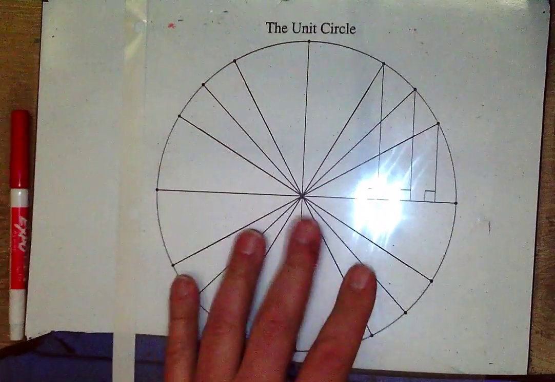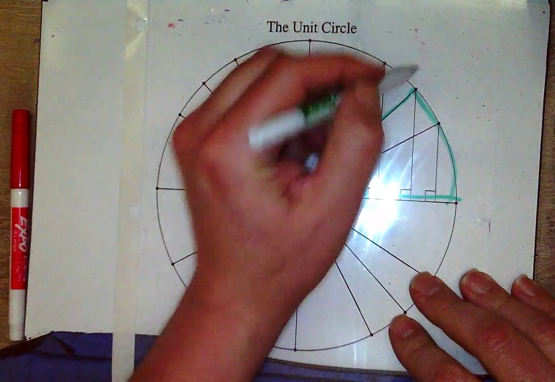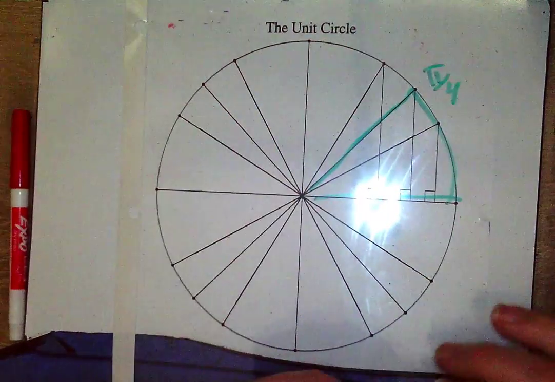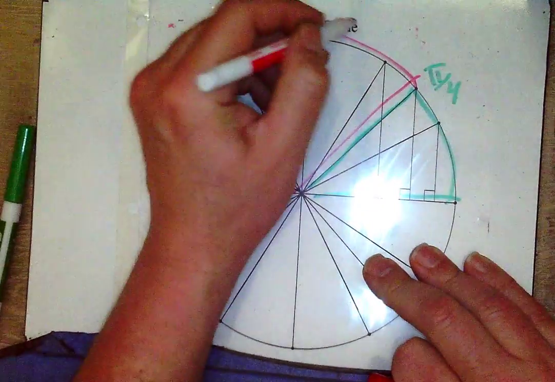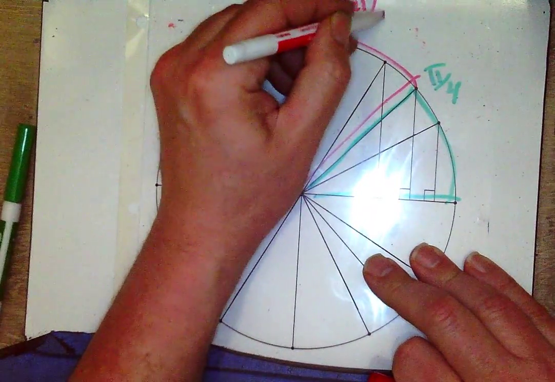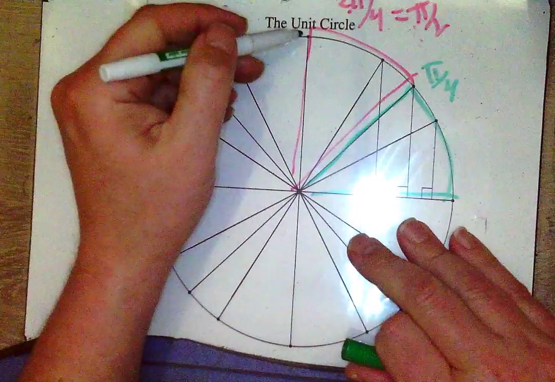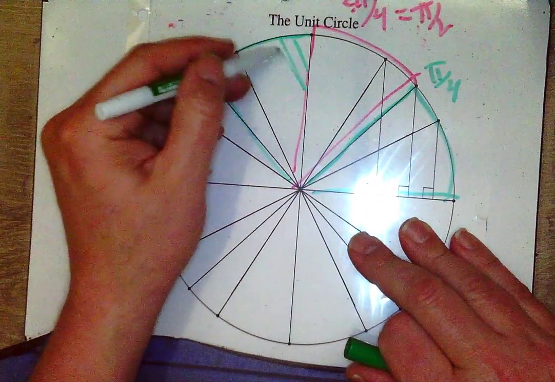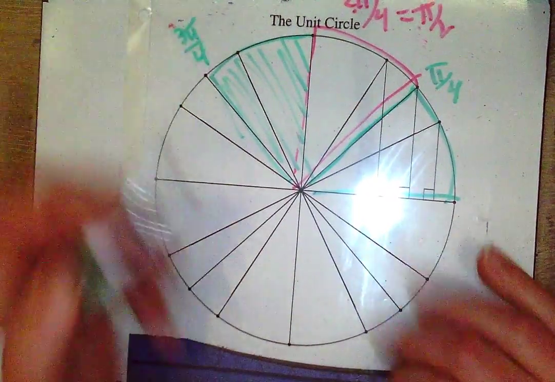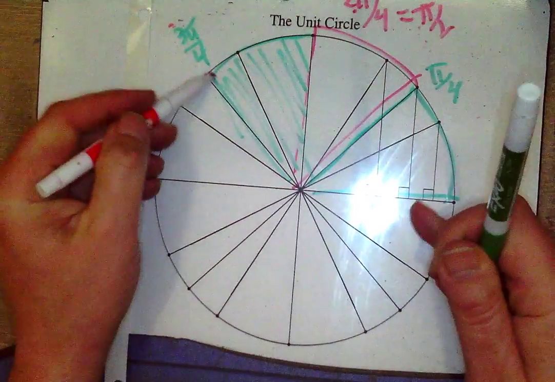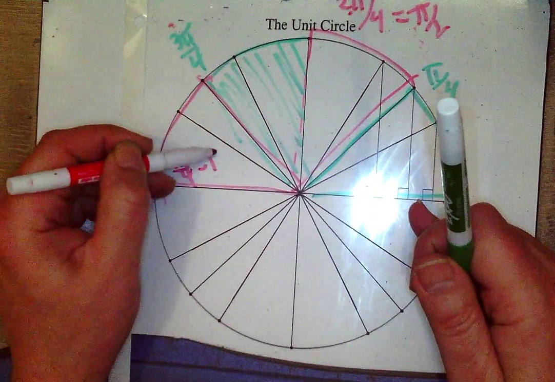And finally, pi over 4s. So this amount is 1 pi over 4. And here we have that same amount of rotation. This is going to be 2 pi over 4, which reduces to pi over 2. And then I rotate that same amount again. It's an eighth of the way around. This is going to be 3 pi over 4. And I have another one. This is now 4 pi over 4, which is pi.